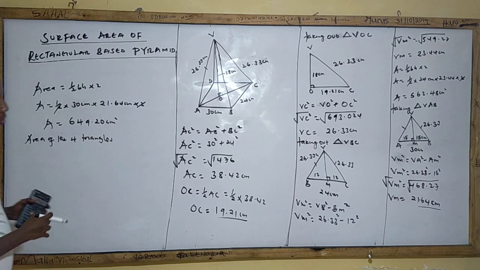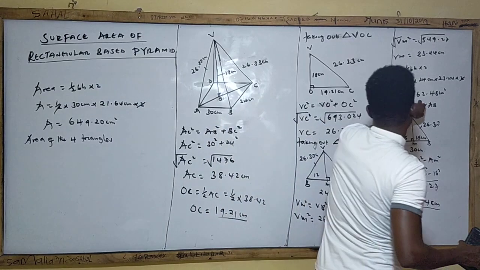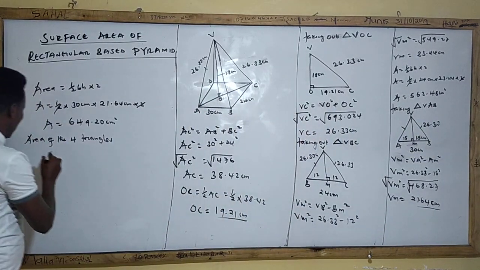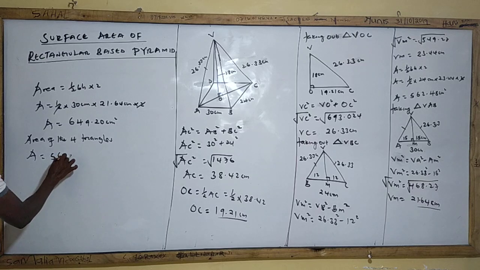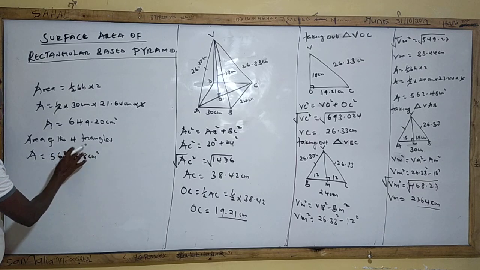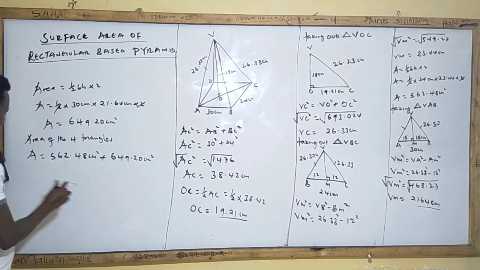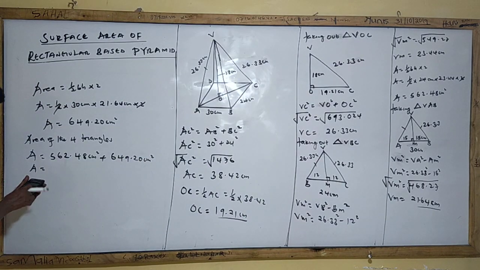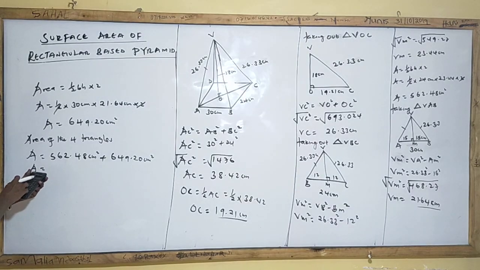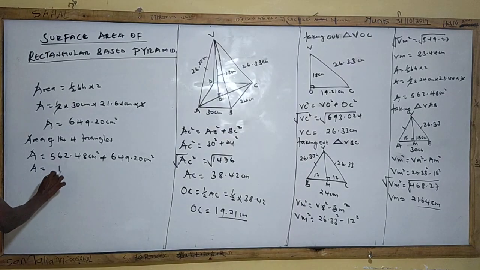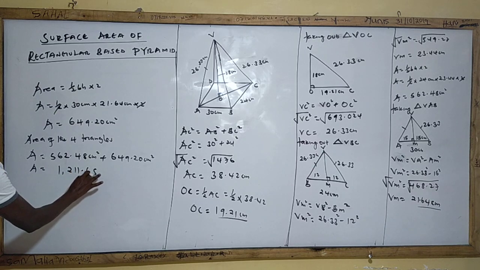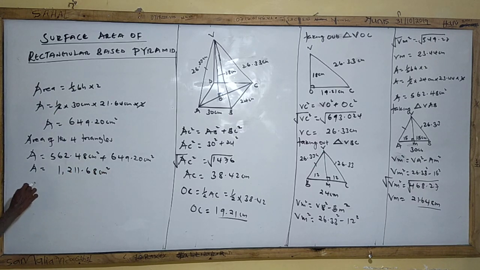Area of the four triangles would be 562.48 centimeter squared, plus this one, 649.20 centimeter squared. So area is equal to 649.20 plus 562.48. So that is 1211.68 centimeters square. Then you're going to say area of the bottom.